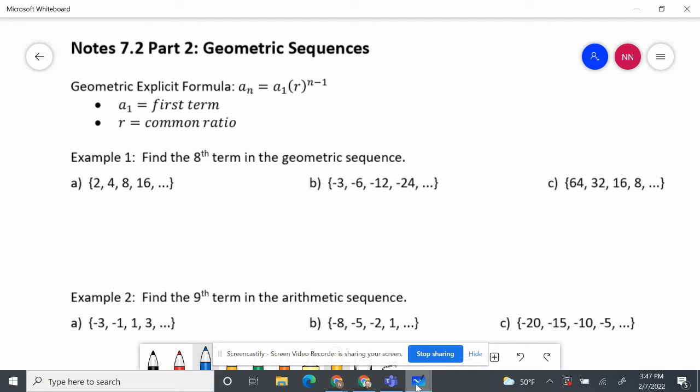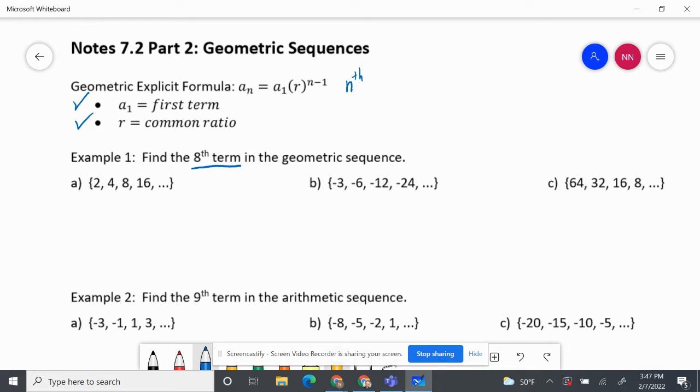We're going to continue with the geometric explicit formula. A sub n equals a sub 1 times r to the n minus 1. Remember, a sub 1 is our first term, and r is our common ratio. This is always used to find the nth term, a term that's far away from the rest of the sequence. In this case, we're going to be finding the 8th term.